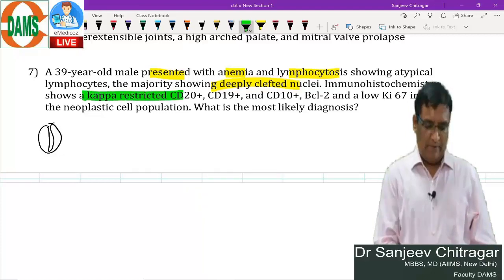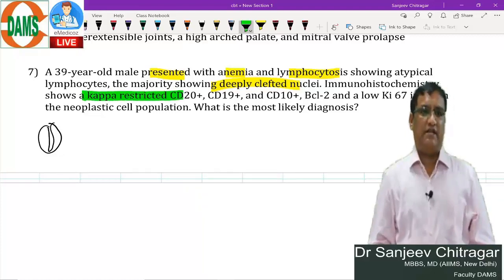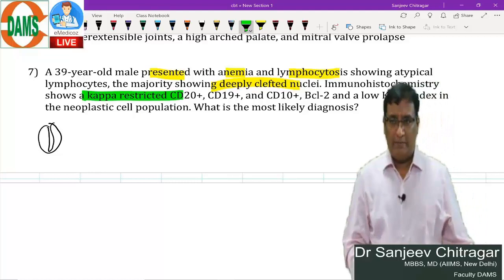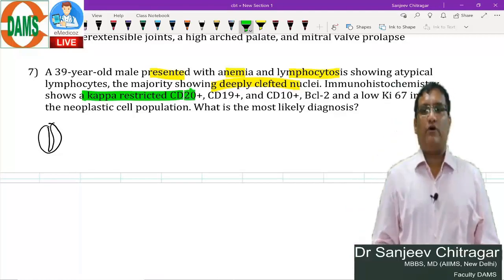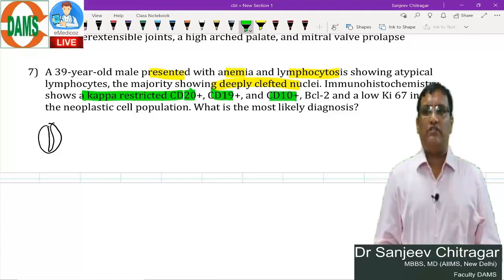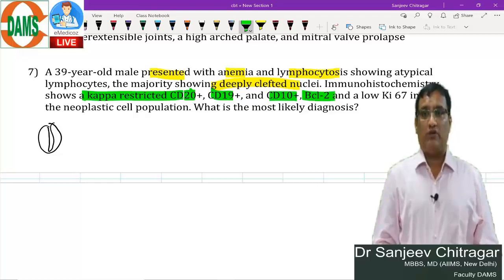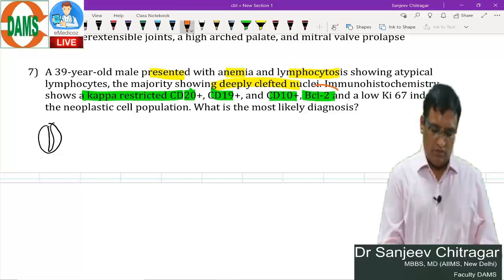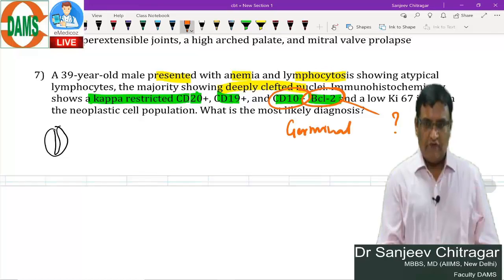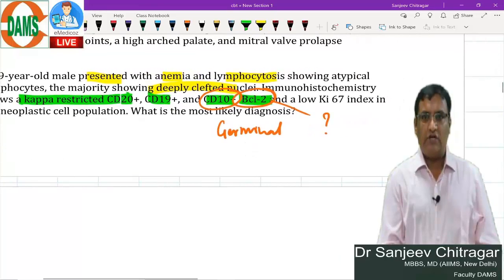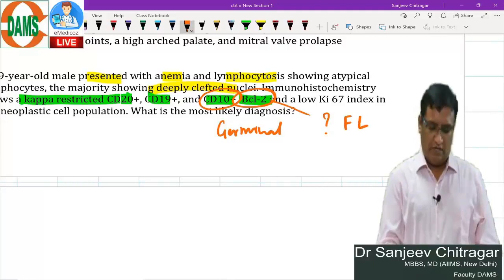Immunohistochemistry shows kappa restricted cells. That means they are B cells basically, and they are maturing B cells. Kappa restricted cells, CD20 positive, CD19 positive. So it's a B cell lymphoma. CD10 positive, BCL2 is also positive. So the moment BCL2 is positive, and CD10 is also positive, I am definitely thinking of a germinal center lymphoma. Because it is BCL2 positive, I can suspect a follicular lymphoma as well.